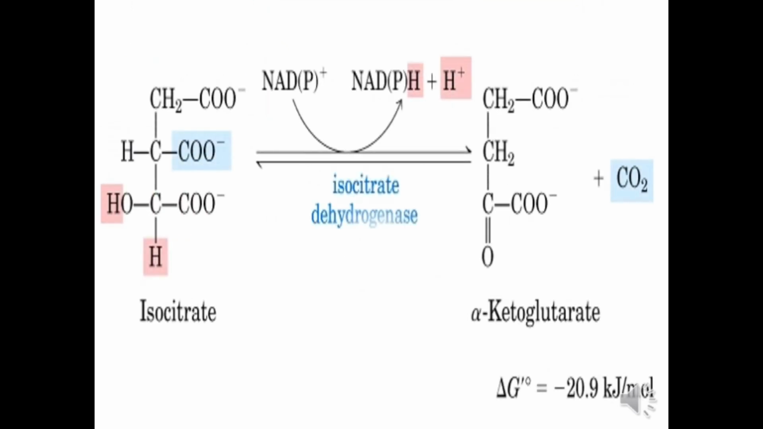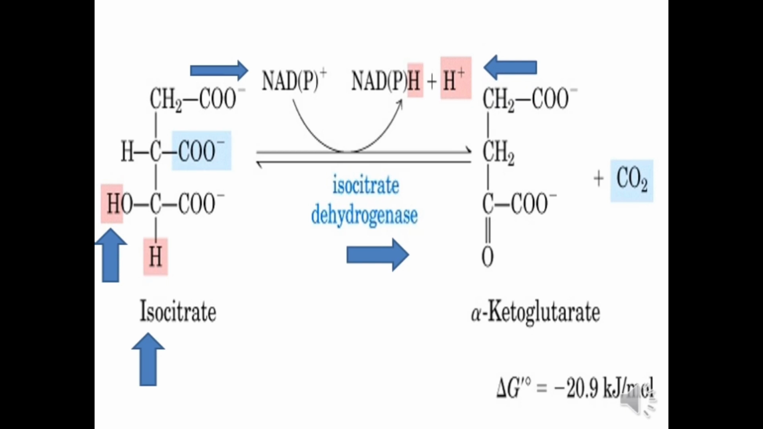In reaction 3, the isocitrate, which contains 6 carbon atoms, undergoes dehydrogenation, removal of 2 hydrogen atoms from carbon 3. This reaction is catalyzed by isocitrate dehydrogenase. The 2 hydrogen are taken by NAD plus to produce NADH, and this through the respiratory chain produces 2.5 ATP.